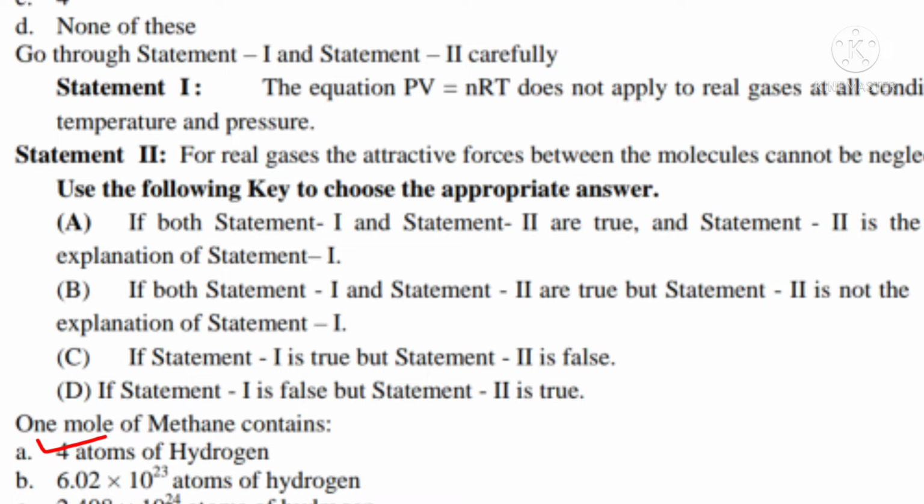Go through statement 1 and 2 carefully. Statement 1, equation PV = nRT does not apply to real gases at all conditions of temperature and pressure. Statement 2, for real gases, the attractive forces between the molecules cannot be neglected. Use the following key to choose the appropriate answer. So option A, if both statement 1 and 2 are correct, statement 2 is the explanation of statement 1. So option A is the correct answer.